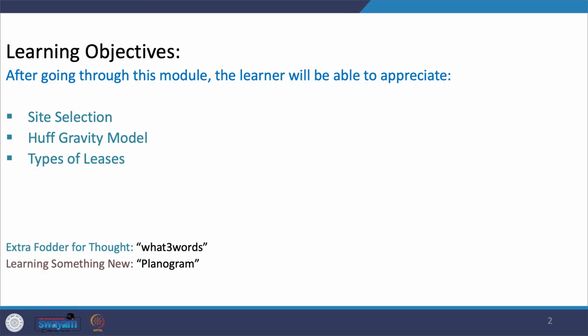If you remember, in the last lecture we started discussing the location decisions. Even in this module we'll be continuing with that. Apart from that, we'll also be discussing site selection, the Huff gravity model, and the types of leases that exist. Finally, we'll get to the exciting elements where we'll be talking about what3words, and we'll also be learning what actually is a planogram.